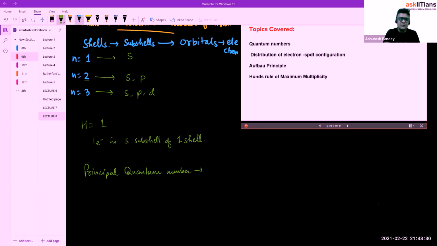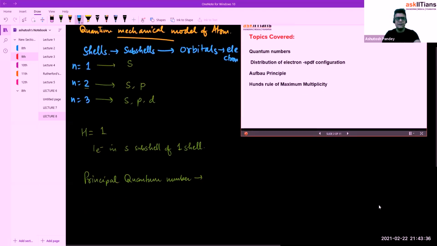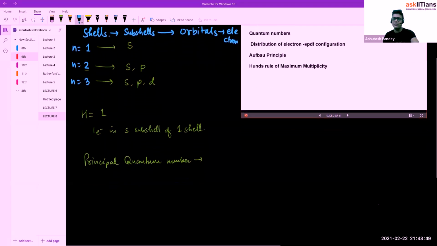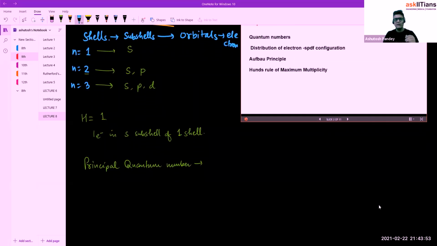Quantum numbers are going to tell us the address of an electron. Whenever we want to know where a particular electron resides, we are going to know the quantum numbers. By the quantum numbers we'll be able to locate exactly where the electron resides inside the atom. Principal quantum number is represented by n, and it has values 1 or 2 or 3 and so on, based on the shell in which the electron is there.